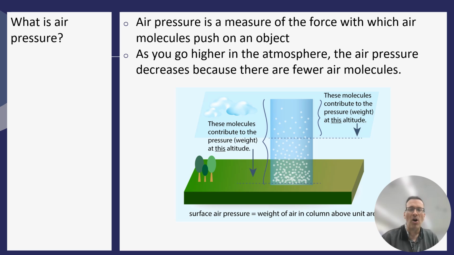Now in this slide, we're going to talk about what air pressure is. You might have heard of that on the news perhaps. Air pressure is a measure of the force with which air molecules push on an object. So the higher you go up in the atmosphere, the air pressure decreases because there's fewer air molecules. And that makes sense. We know the higher up we go towards space, there's going to be less breathable air. So there is less air pressure the higher you go. The lower you go, there's higher air pressure.